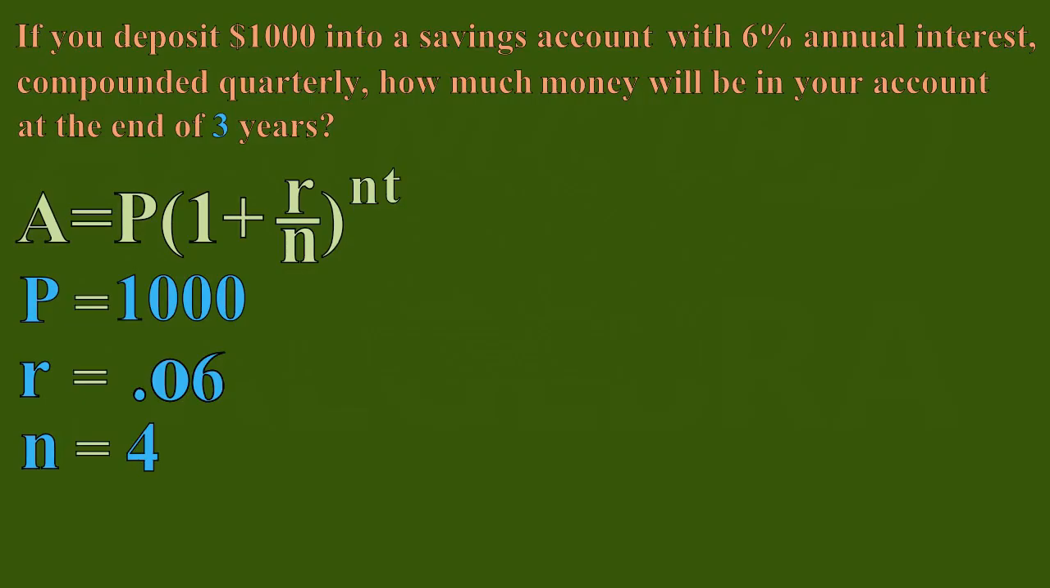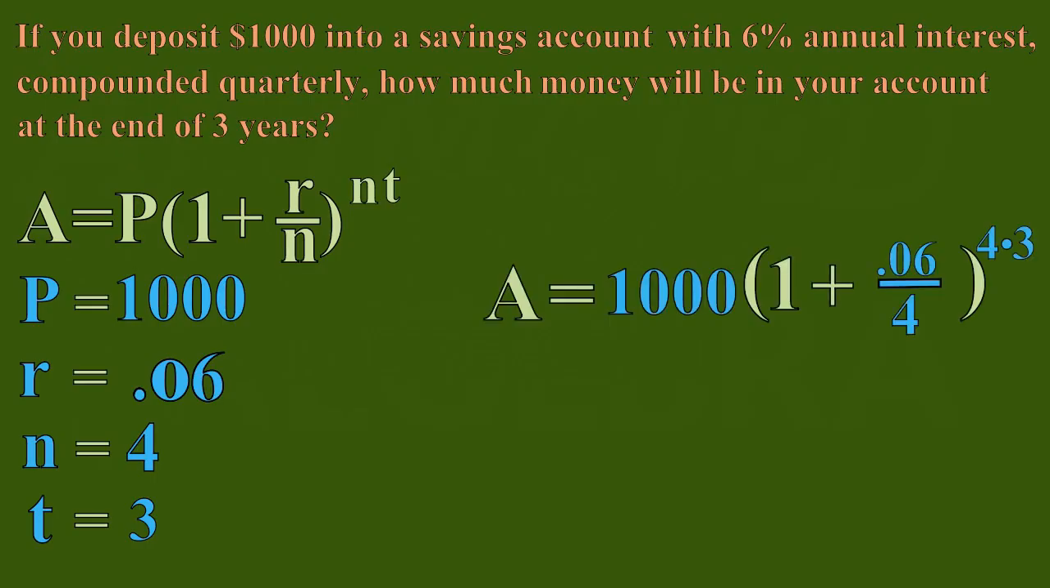The last piece of information we need is the time, T. Our time is the number of years our money is earning interest. In this case, T is 3. Now that we have all the information we need, we just have to put it in the formula and solve for A, the final amount of money we will have after all of the interest has been collected.